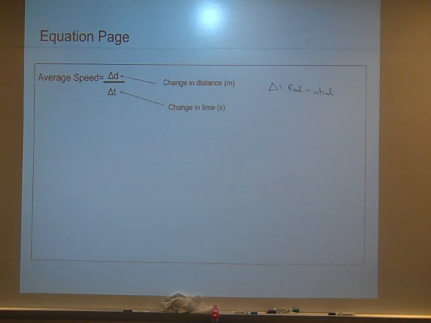Delta T is change in time in seconds, okay? Now, remember, these are the SI units I want you to use. Meters, seconds, okay? Average speed, we know now, is meters per second.